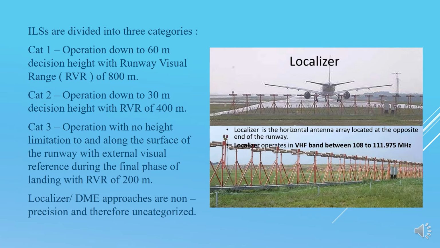Cat 3, operation with no height limitation to and along the surface of the runway with external visual reference during the final phase of landing with RVR of 200 meters. Localizer DME approaches are non-precision and therefore uncategorized.